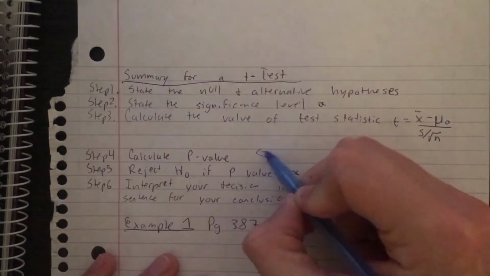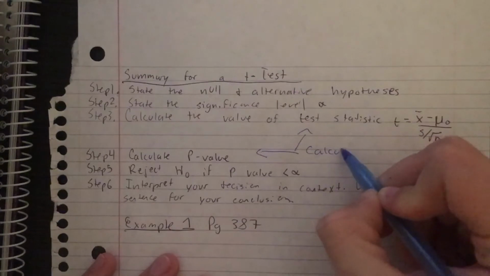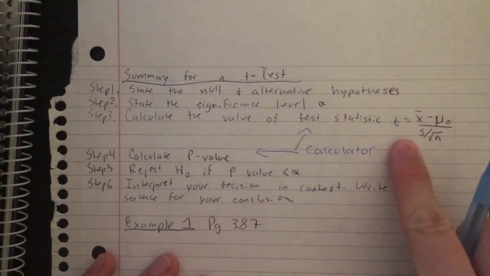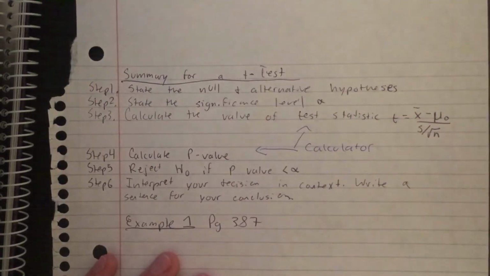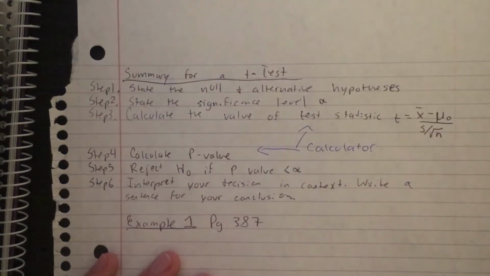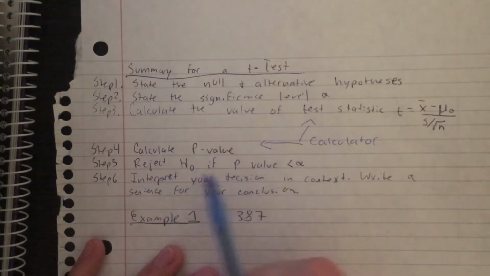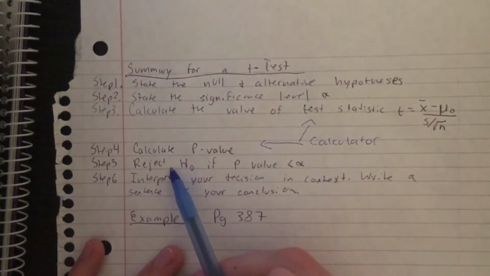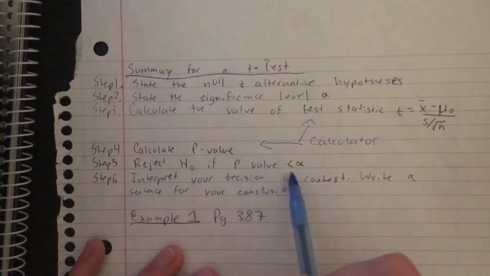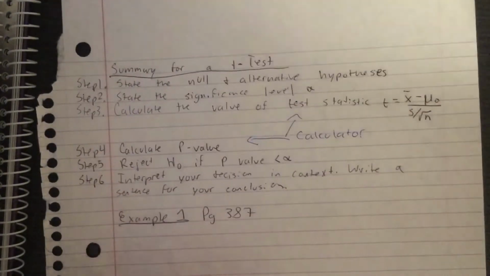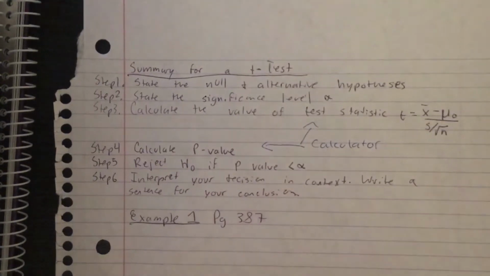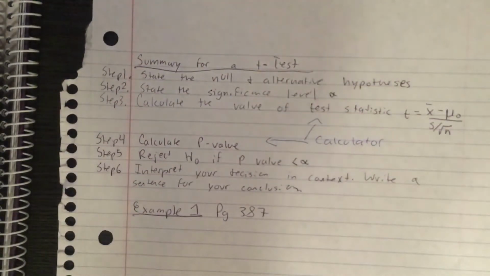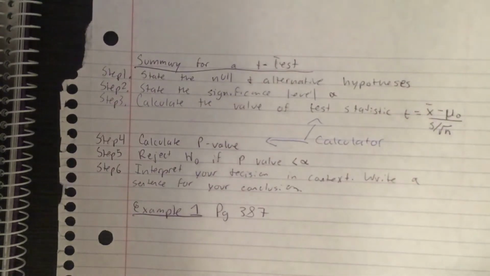Once we get that test statistic, we're going to get the p-value. Now, here's the thing. We're going to use a calculator to do both of these things. We can easily calculate the t-test statistic by hand, but the p-value is a little bit more difficult, and for this course they really only want you using a calculator to do so. Then, depending on the p-value, we reject the null if the p-value is less than alpha, and we fail to reject the null if the p-value is greater than alpha. Once we do that, we interpret our decision in context, and we make sure we express that as a complete sentence.